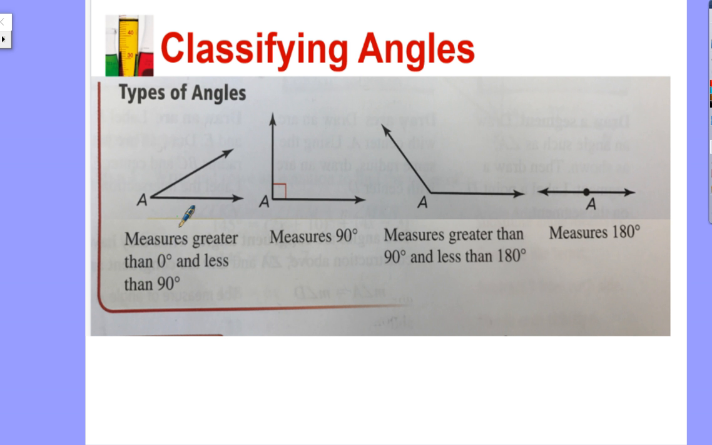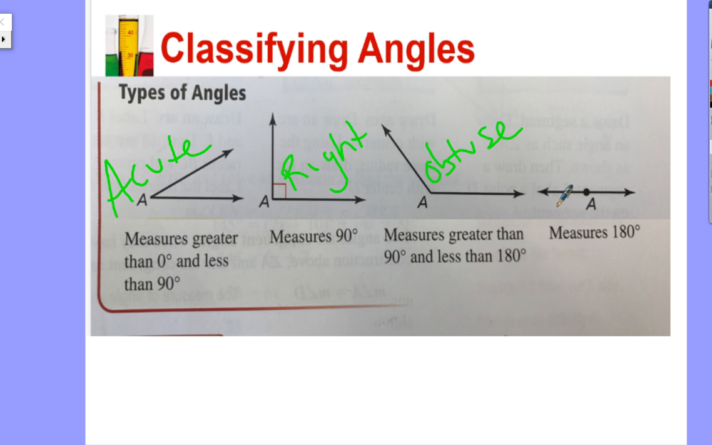We have 4 types of angles based on their measures. So if an angle measures greater than 0 but less than 90 degrees, so somewhere in between 0 and 90 degrees, then we would call that, do we remember? That's going to be an acute angle. When we have an angle that measures exactly 90 degrees, that is called our right angle, and we denote it by using our right angle box. When we have something that's greater than 90 but less than 180, so somewhere in between, it's obtuse.